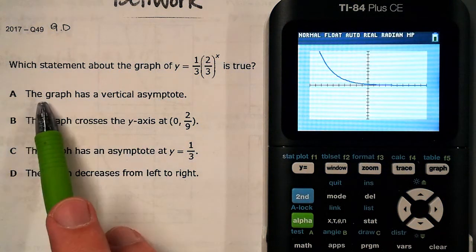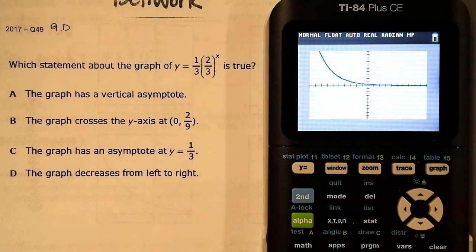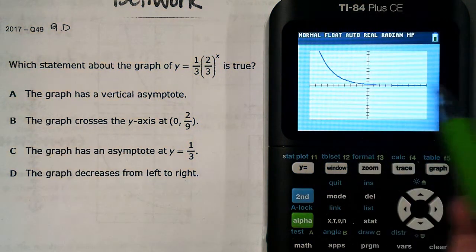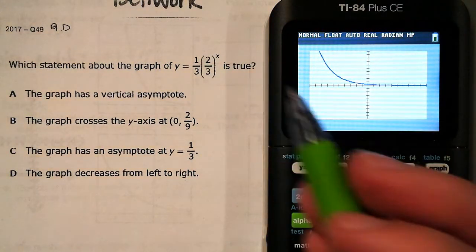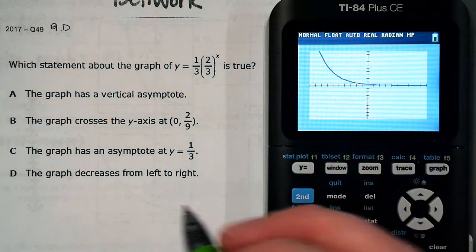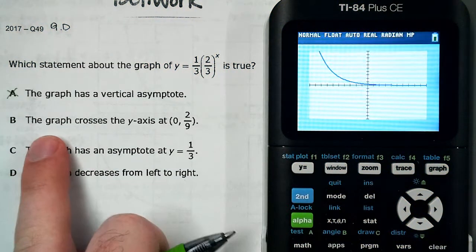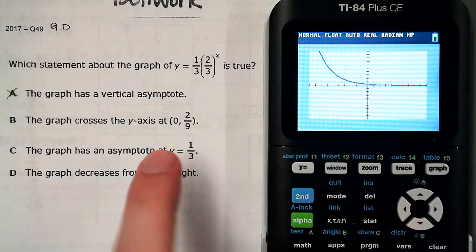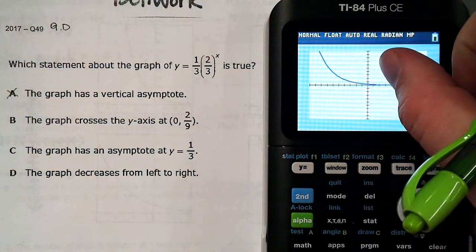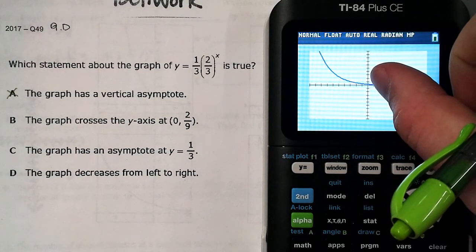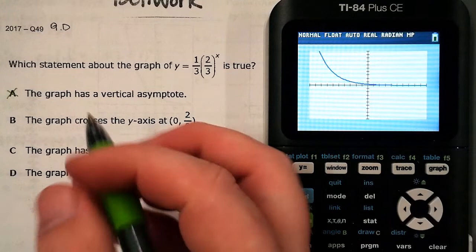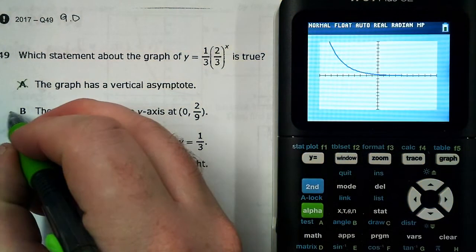Now A says vertical asymptote. Well, on exponentials our asymptote is horizontal, it is not vertical. It's going to go on forever, and it keeps going from left to right, so it is not A. Now B says across the graph at 0 to 9. Well, I know it hits somewhere in there. I don't know quite yet, so let's just look at this one in a little bit.